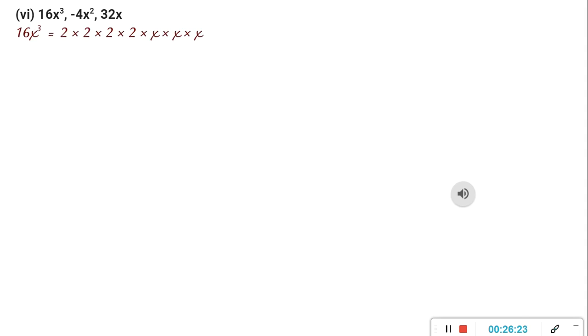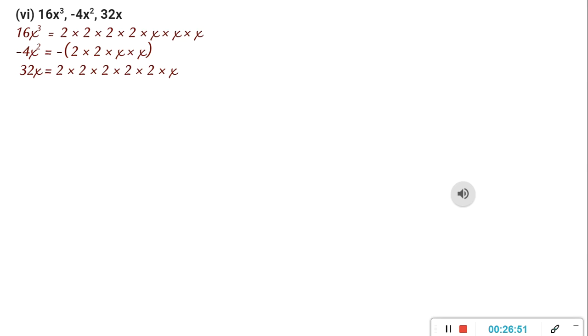Now question number 6. 16x cube minus 4x square 32x. 16x cube means 16, 2 into 2 into 2 into 2. x cube means 3 times x, x into x into x. Minus 4x square. That means minus is common for all. 2 into 2 into x into x. Now 32x, 2 into 2 into 2 into 2 into 2 into x.